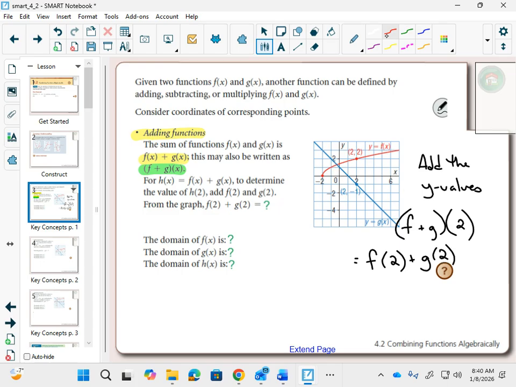And since f of 2 is the red one, that's equal to 2, right? Because f of 2 says when my x value is 2, what's my y value? 2. g of 2 says when my x value is 2, what's my y value? It's minus 1. And so 2 plus minus 1 is just 1. And sure enough, if we look at the graph, that green point shows up. Right? Because when you're adding graphs, you're just adding the y values together. Same thing happens with subtracting, multiplying, and dividing.